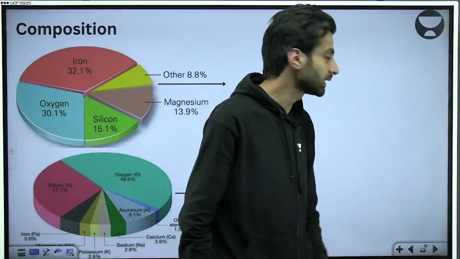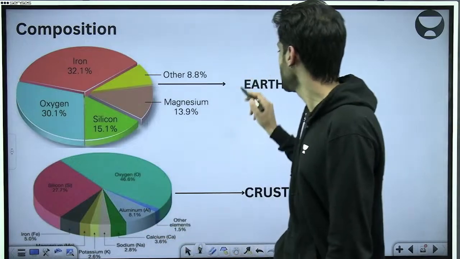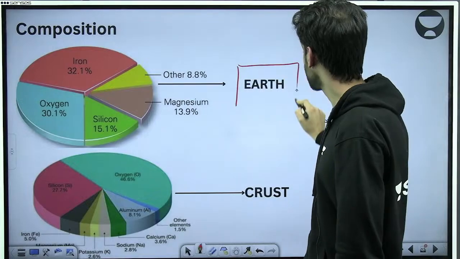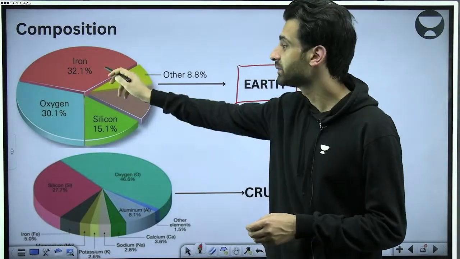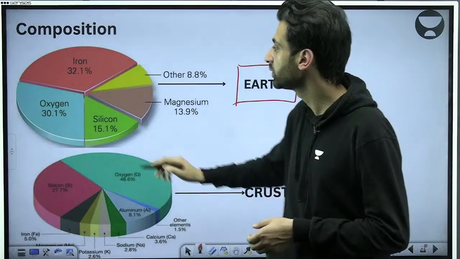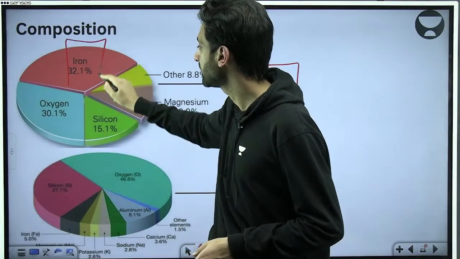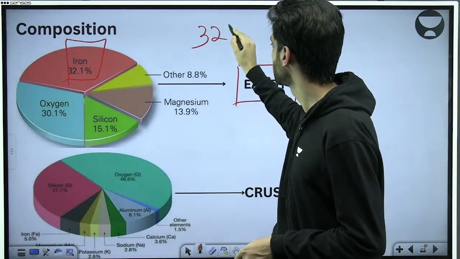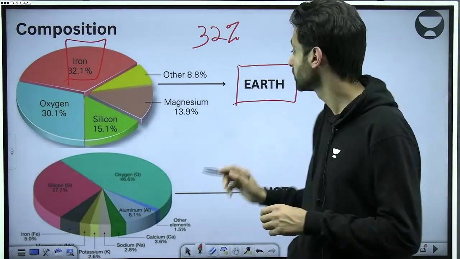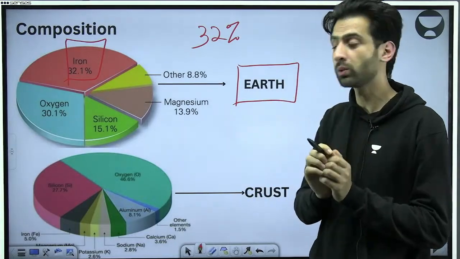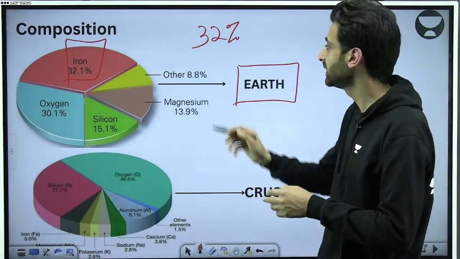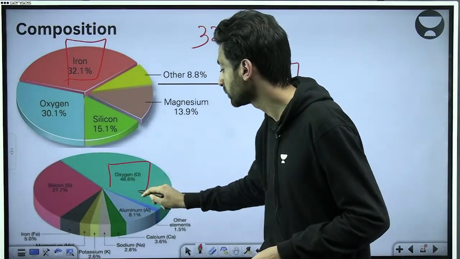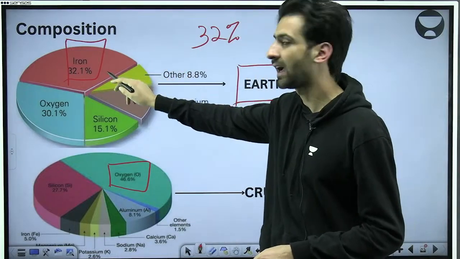Now, if you want to look at the chemical composition of the entire earth, if you're asked to arrange the minerals in ascending or descending order, you should know that iron is in the maximum quantity. 32% iron in the entire earth. Just know we're talking about the entire earth. Don't get confused by the question. If we're talking about the entire earth, then it's iron. If you're talking about the crust only, then it's oxygen. Just make sure what you're being asked. First, if you talk about the entire earth, then you will have iron.